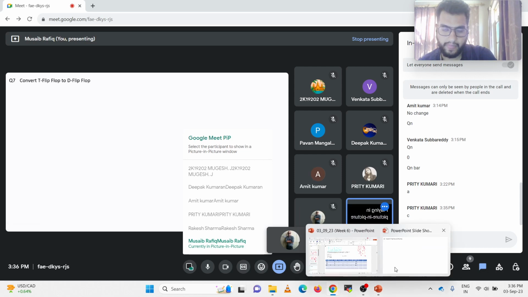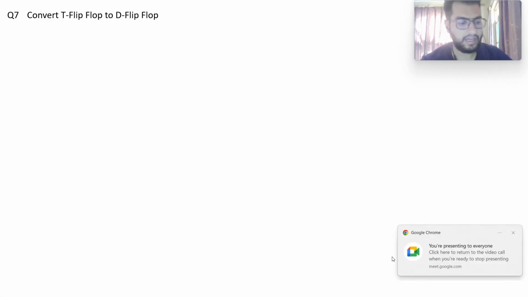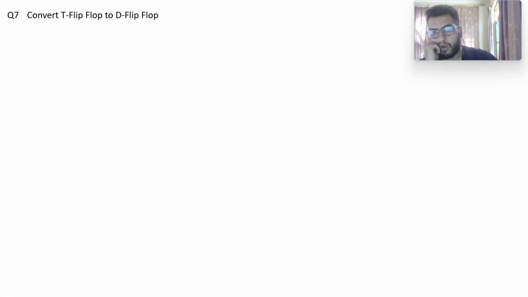read this question again. We have a conversion problem at hand. So this conversion asks us to convert a T flip-flop into a D flip-flop. So we are given a T flip-flop and somehow we need to do some analysis and we need to show how we can use this T flip-flop as a D flip-flop. So whenever we have these conversion problems at hand, we should take note of 5 steps.